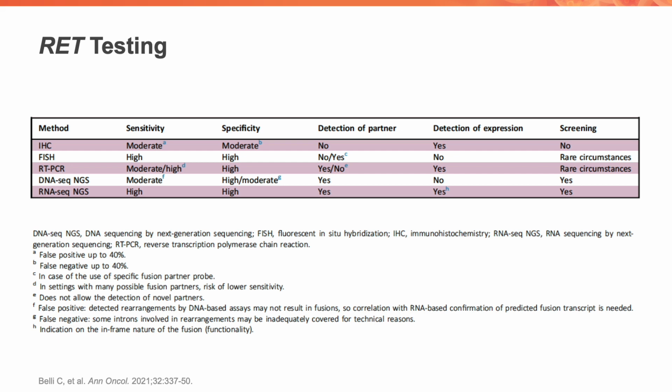The next assay is RT-PCR. Here, one thing to keep in mind about RT-PCR is you really have to know what the fusion partner is when designing your primers. And so this is not able to recognize novel fusion partners. So that is one of the principal disadvantages of RT-PCR. As a result, the sensitivity is more moderate to high. It does have high specificity though. Like FISH, it really should only be used in rare circumstances. In my own practice, I don't use RT-PCR.